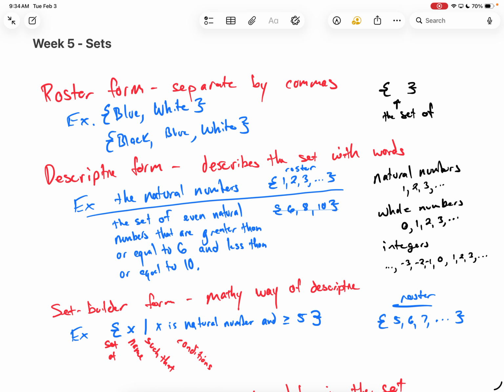But natural numbers, another word for that, they call them counting numbers. So when we start counting, we start at 1. We don't start at 0, right? If we're counting something, we don't start at 0. So natural numbers are the counting numbers. That's like 1, 2, 3, 4, 5, 6, 7. And it keeps going on forever.